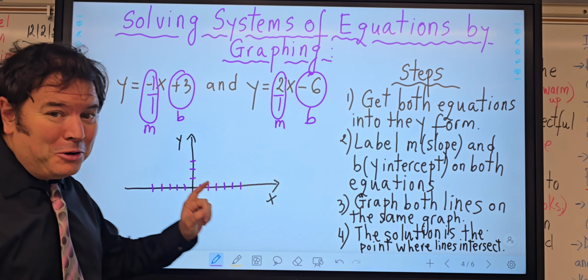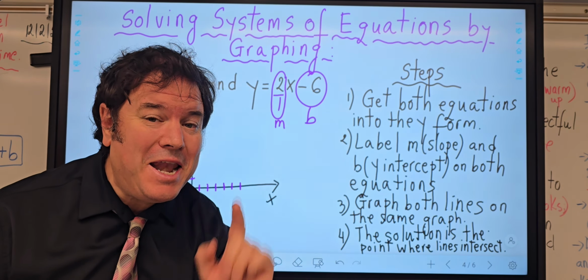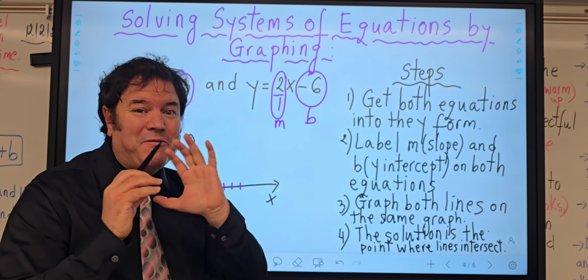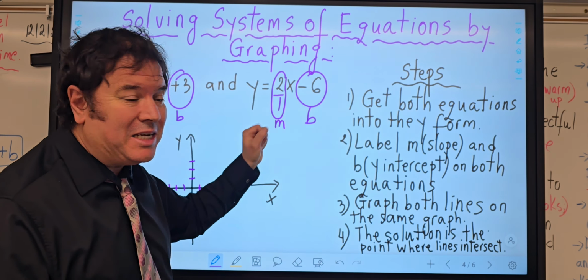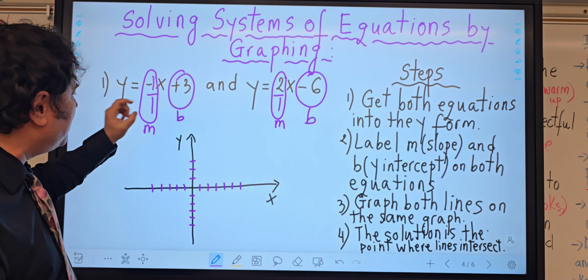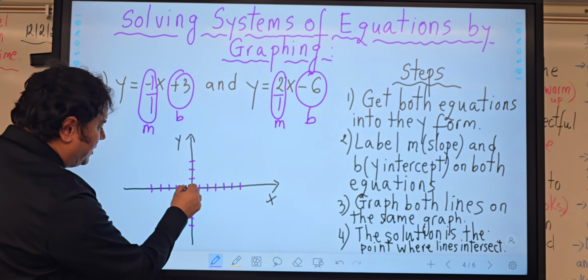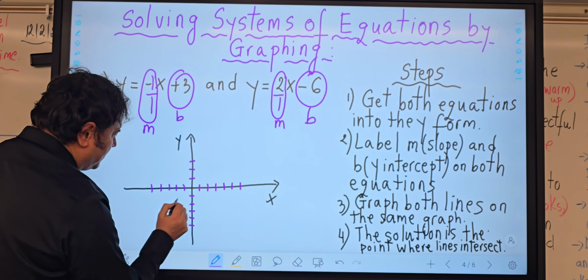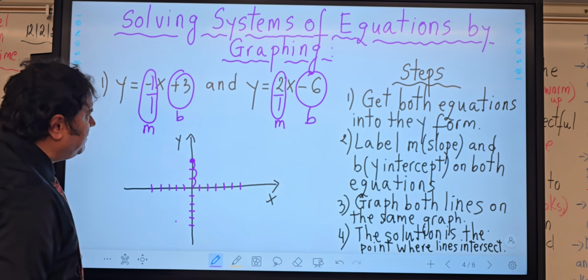And remember, we are graphing b first because b stands for beginning. Remember that? We came up with that phrase. We grab the b first. We are going to grab the y-intercept first. Let's do number 1 first. So we are going to go to positive 3, right? So we go 3 units up. 1, 2, 3. We draw a dot at positive 3.